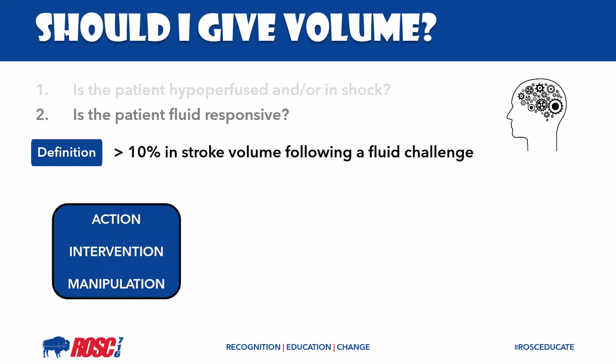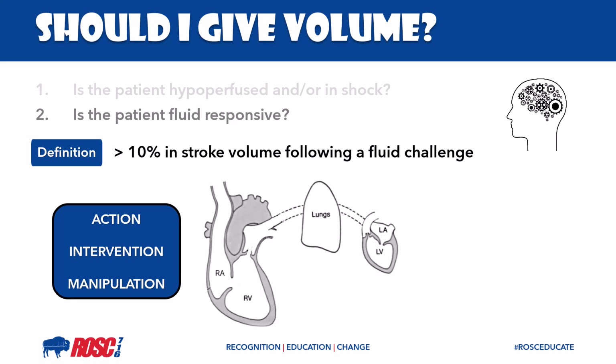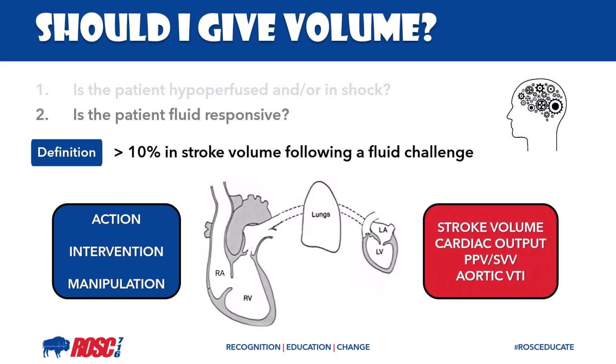If you think about it, we inflict an action or intervention or manipulation. To make things simple here, we'll say this is just a fluid challenge. We give that fluid challenge and we load the right heart. Thus, we load the left heart. And under optimal conditions, we look for an increase in stroke volume or cardiac output, or maybe we look at a manipulation of the heart-lung interaction, i.e. pulse pressure variation, stroke volume variation, or maybe we look with echo and see the aortic VTI.